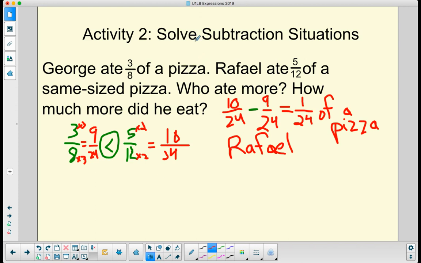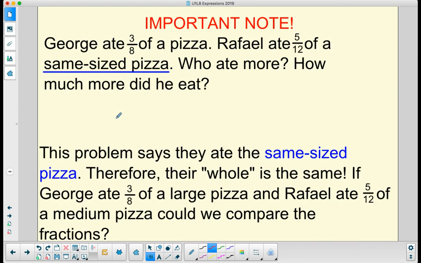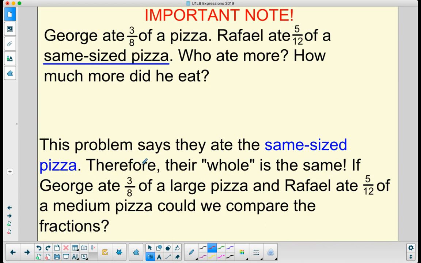So when I'm subtracting fractions, I want to compare first to see which one is greater, then get a common denominator if I don't already have one, subtract numerators, keep my denominator the same. Something I want to point out, George ate 3/8 of a pizza, Raphael ate 5/12 of a same size pizza. This problem says they ate the same size pizza, therefore their whole is the same. If George ate 3/8 of a large pizza and Raphael ate 3/12 of a medium pizza, we couldn't compare the fractions, could we?